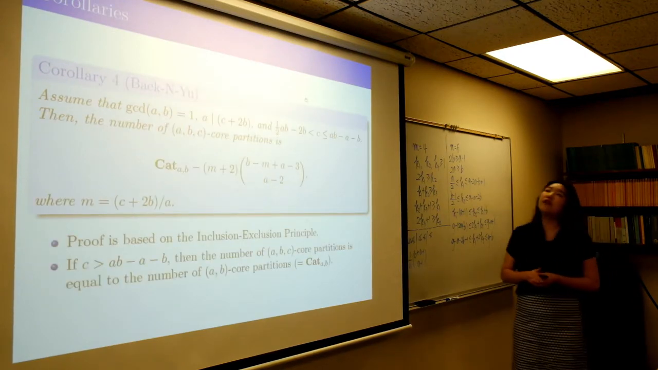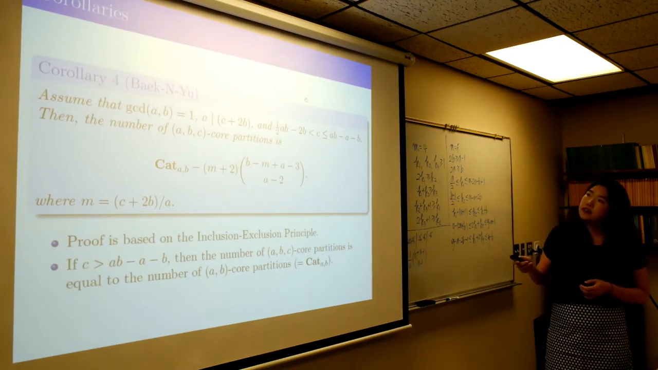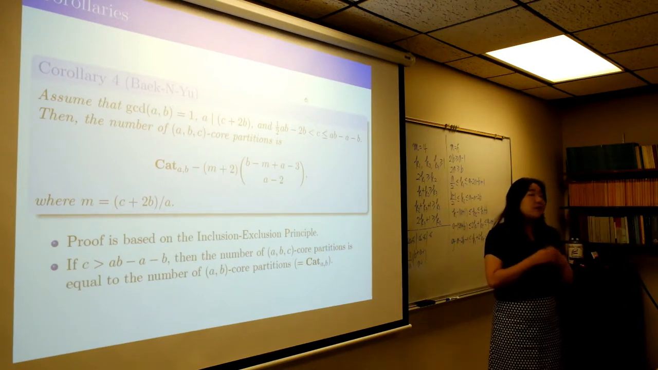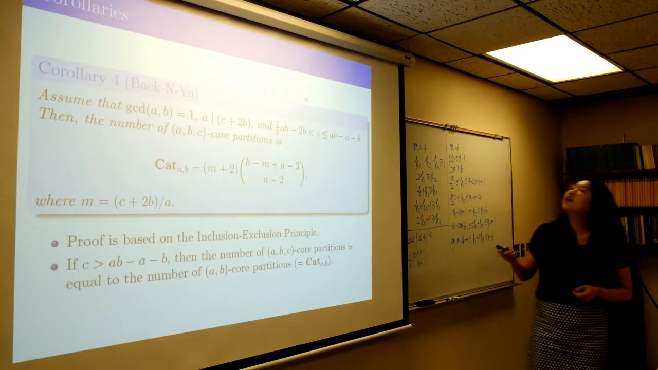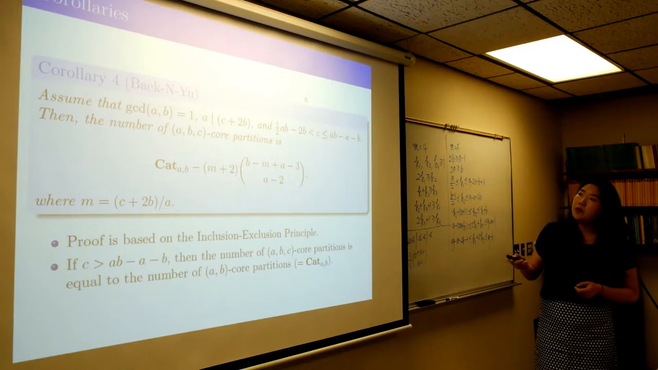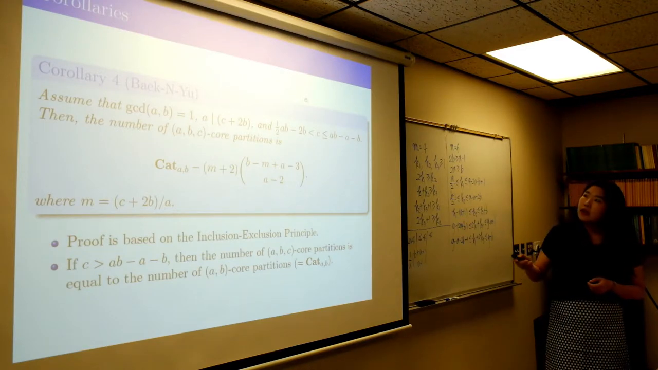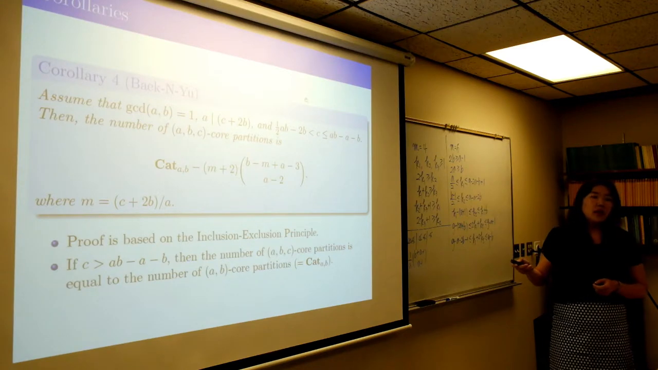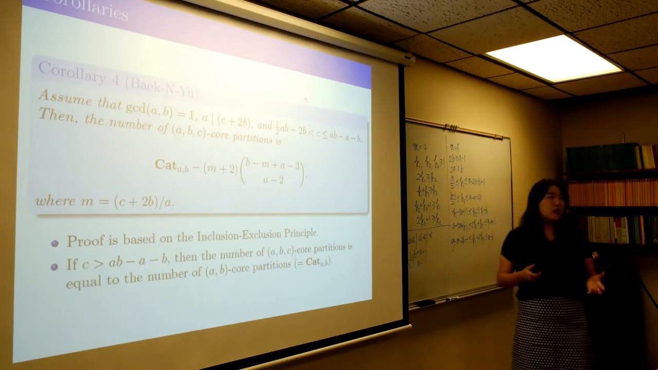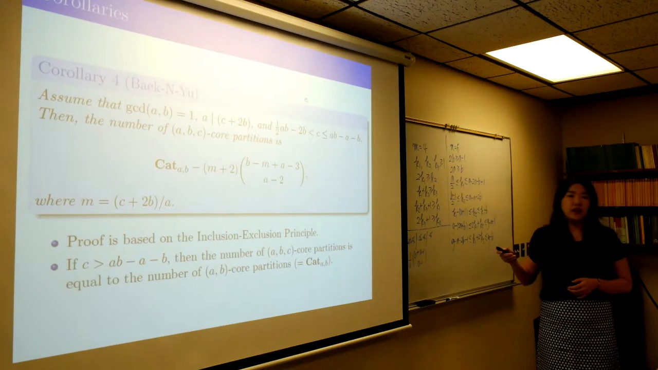And another thing we have is assuming that A and B are co-prime, and A divides this number, which means that L is now fixed to 2. And we have a restriction for C in here. Then the number of ABC core partitions is simply this number, where M is from this quotient. And this is proved by the inclusion-exclusion principle. And because of this technical reason, we had a lower bound of C in here.